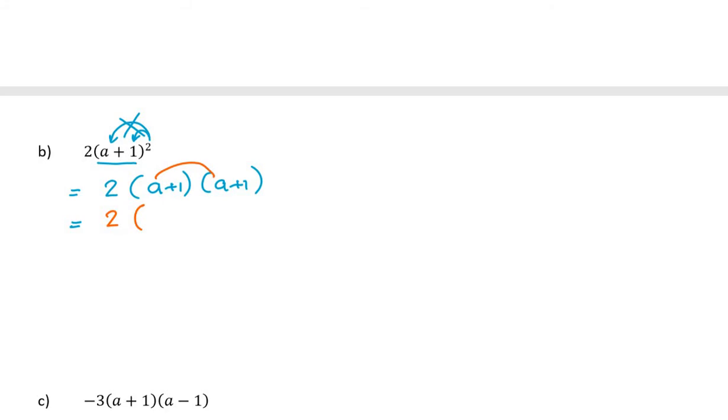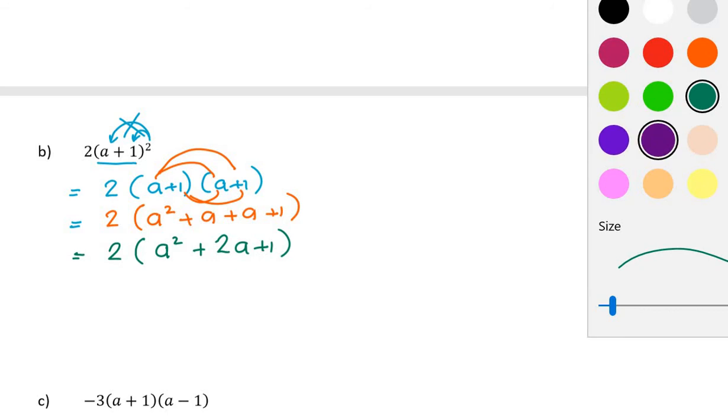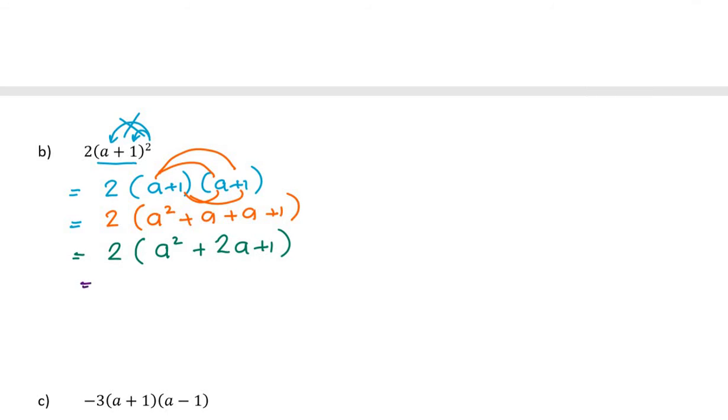So this is almost exactly the same question as the previous one in the same concepts. So a times a is a squared, a times 1 is a, 1 times a is a, 1 times 1 is 1. Don't forget when you're multiplying your binomial times a binomial that you're multiplying. Now, like we said, I find it easier to add up my like terms first, and then I distribute in my 2. So 2a squared plus 4a plus 2.